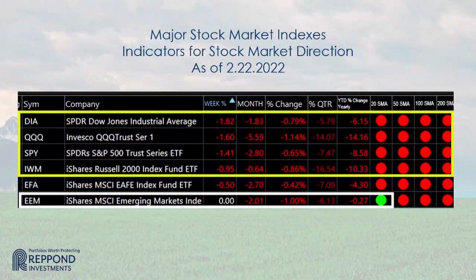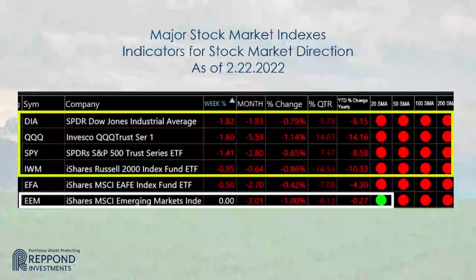Below that are EFA and EEM. EFA is an ETF for the developed countries, and EEM is an ETF for the developing or underdeveloped countries. So I put in a yellow box the top 4, which is the U.S. major indexes from different perspectives. All of those cover a different segment of the market.